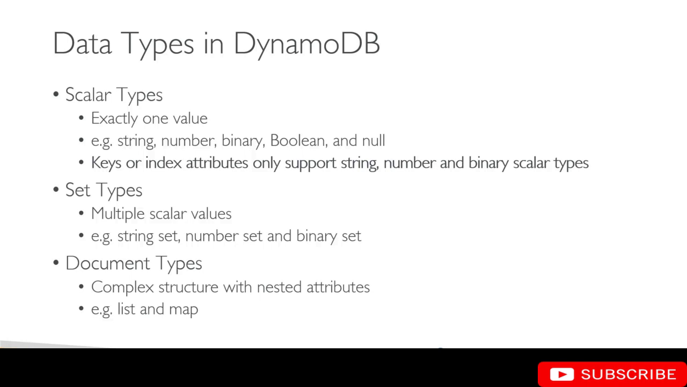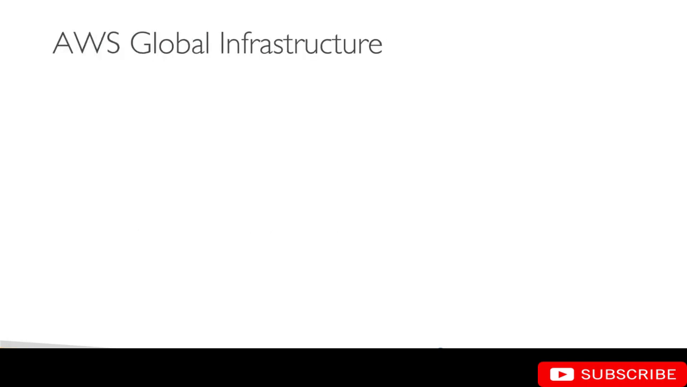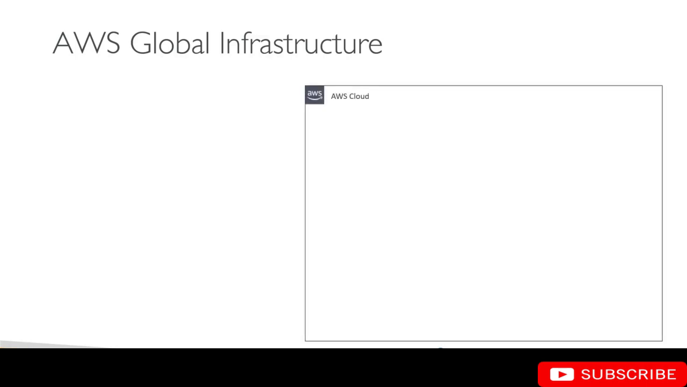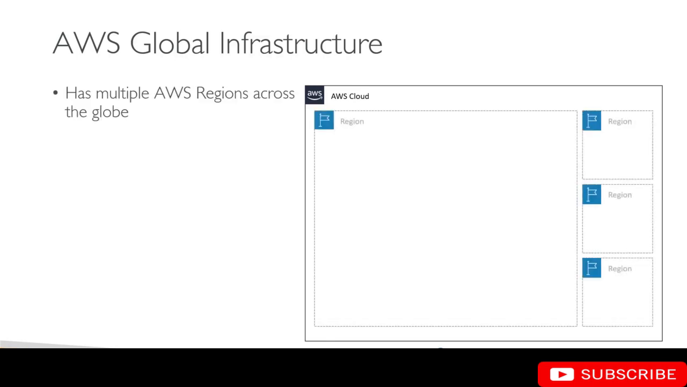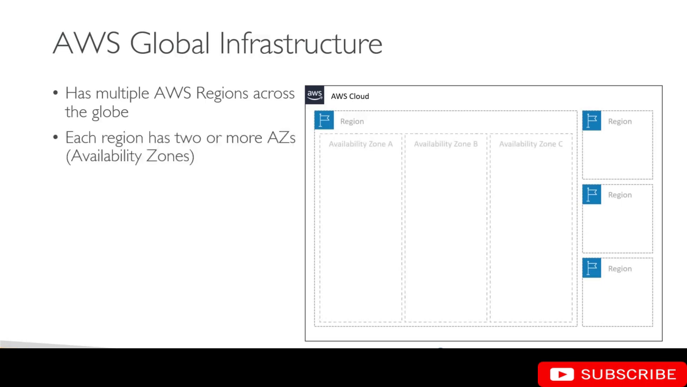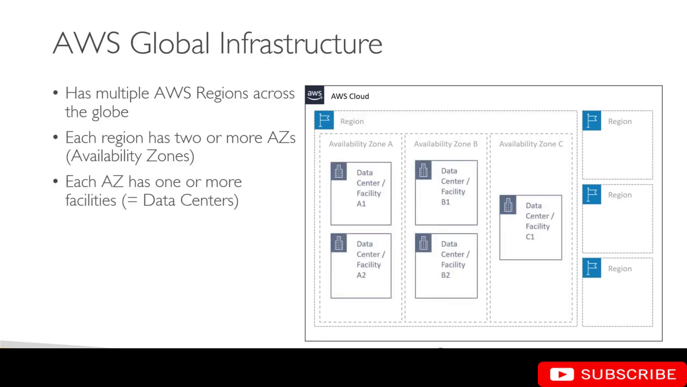And finally, let's quickly look at the AWS Global Infrastructure. Now, this is not specific to DynamoDB, but I'm using it to help you understand how DynamoDB ensures high availability. So we have the AWS Cloud, and AWS Cloud has different AWS regions across the globe. So we have multiple regions, and each region has multiple availability zones. An availability zone is a geographically separate area within an AWS region. So a region can have multiple availability zones, and each availability zone can then have multiple data centers.